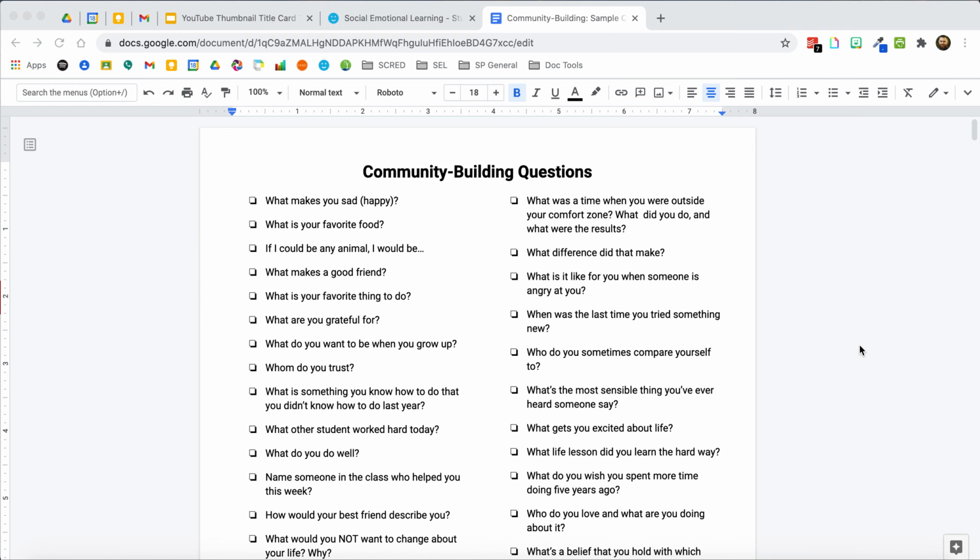So this is a document of sample community building questions. Like I said, there's going to be some that are really casual, some that are really heavy. Recommend starting with the really casual, easy ones, and then maybe moving into the deeper, heavier ones if you feel comfortable. But there's so many options. This is a big whopper of a document. Got a lot of options to choose from.